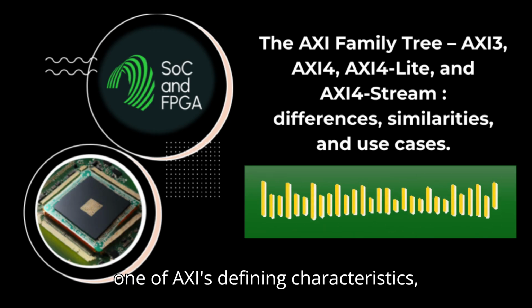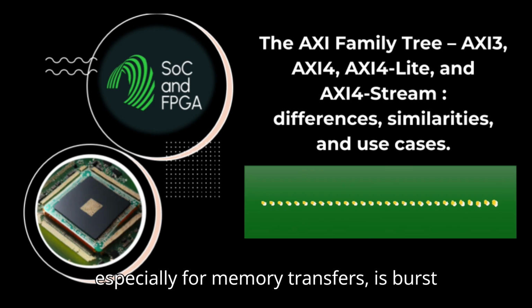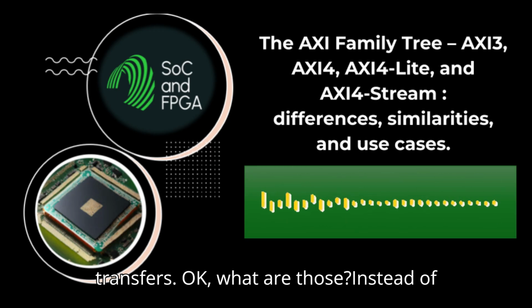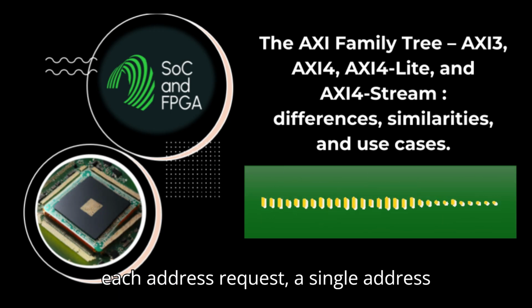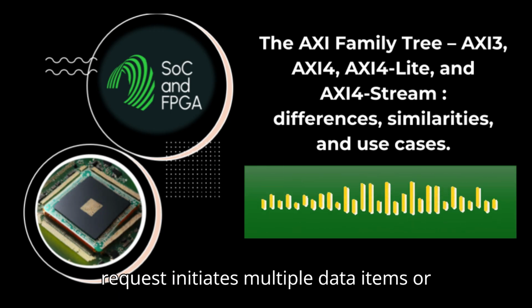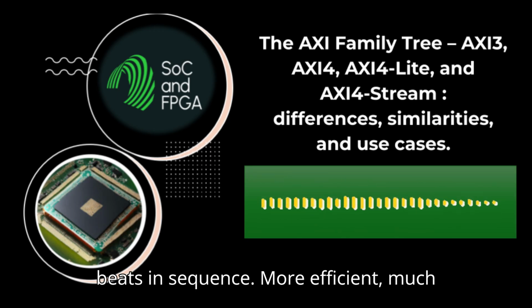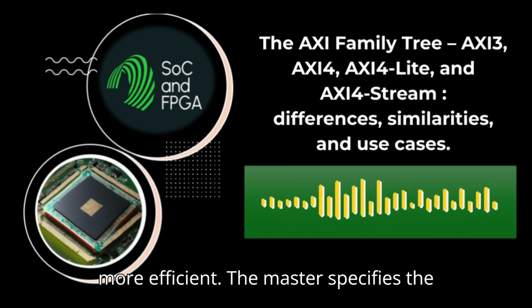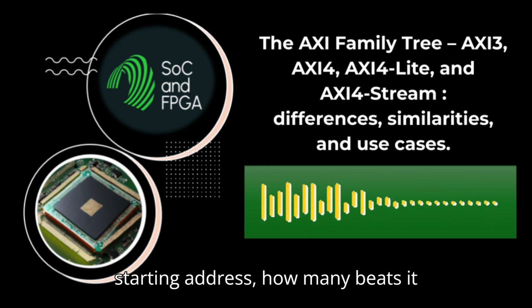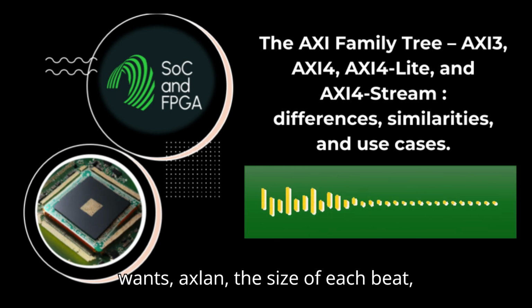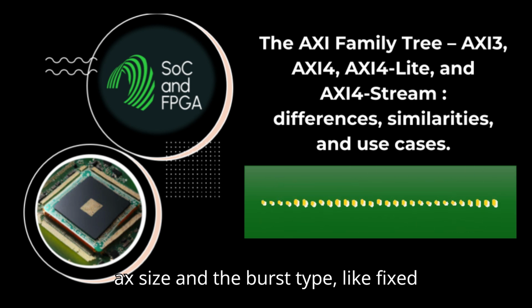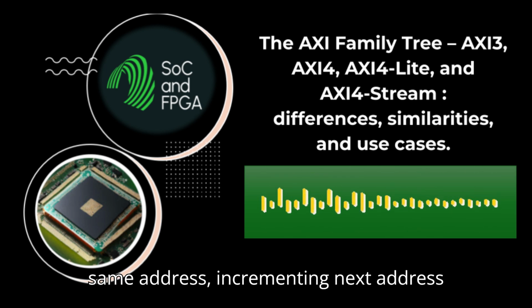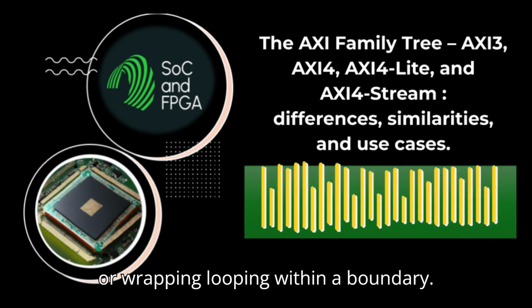And one of AXI's defining characteristics, especially for memory transfers, is burst transfers. Okay, what are those? Instead of sending one piece of data at a time for each address request, a single address request initiates multiple data items, or beats, in sequence. More efficient? Much more efficient. The master specifies the starting address, how many beats it wants, AxLEN, the size of each beat, AxSIZE, and the burst type, like fixed, same address, incrementing, next address, or wrapping, looping within a boundary.